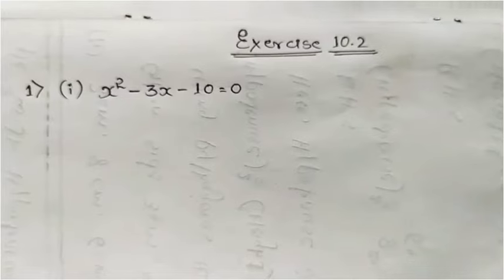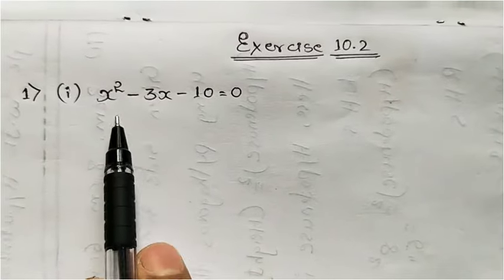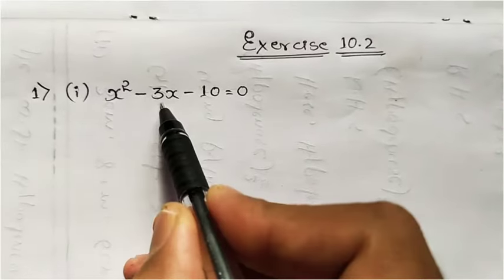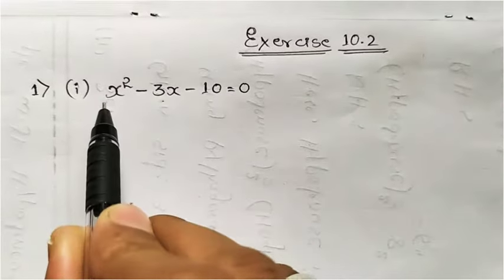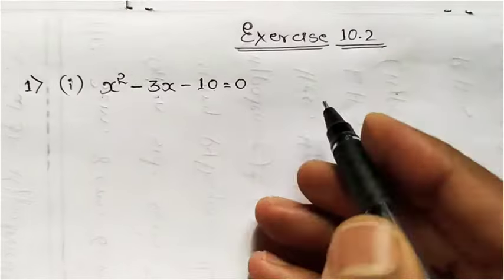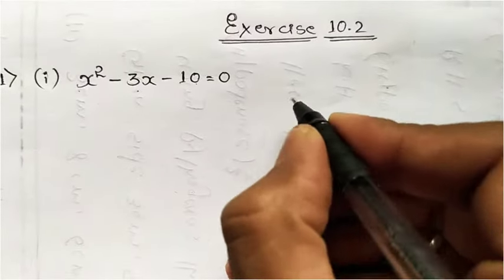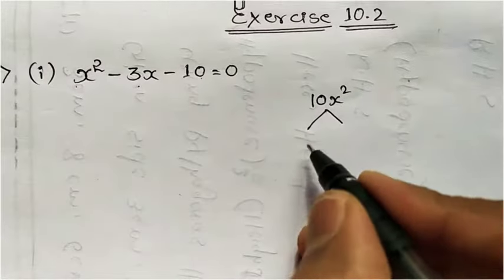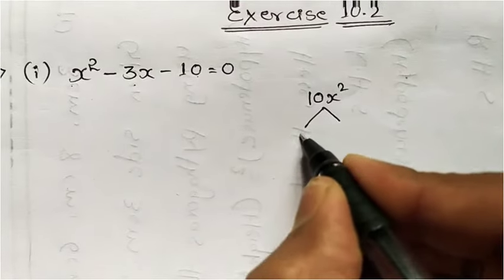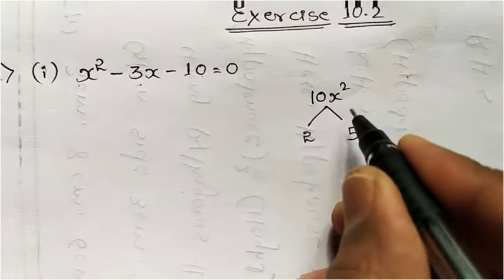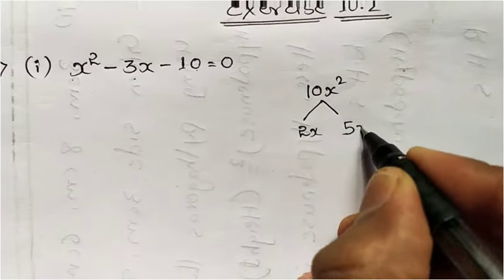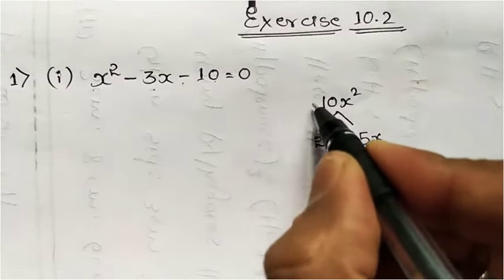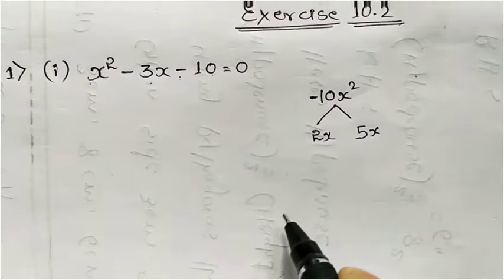In exercise 10.2, the first case: x square minus 3x minus 10 equal to 0. Okay, to split this 3x, what do we have to do? We have to multiply the first term and the third term, that is x square into 10. So here we will get 10x square. Factorizing it means getting the factors. 2 5s are 10, so 2x into 5x, again we will get the 10x square. Here minus is there, so we need minus 10x square.